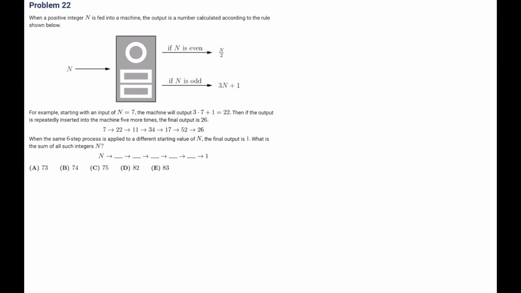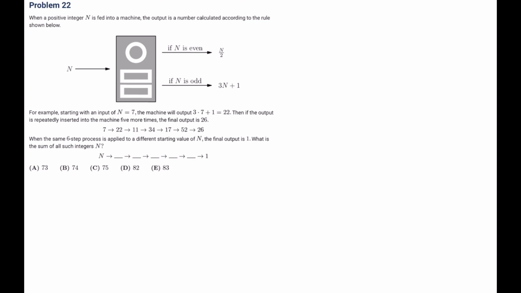When a positive integer n is fed into a machine, the output is a number calculated according to the rule shown below. For example, starting with an input of n equals 7, the machine will output 3 times 7 plus 1, which equals 22. Then, if the output is repeatedly inserted into the machine 5 more times, the final output is 26. When the same 6-step process is applied to a different starting value of n, the final output is 1. What is the sum of all such integers n?